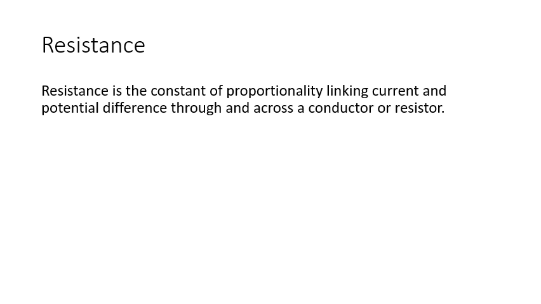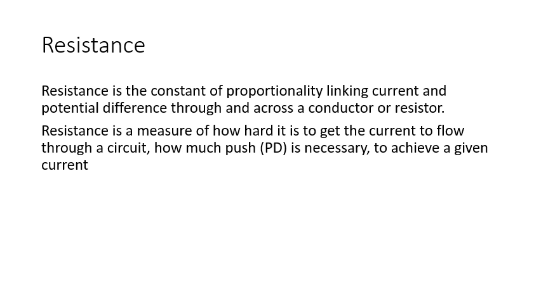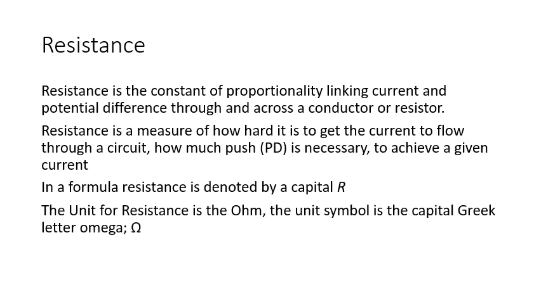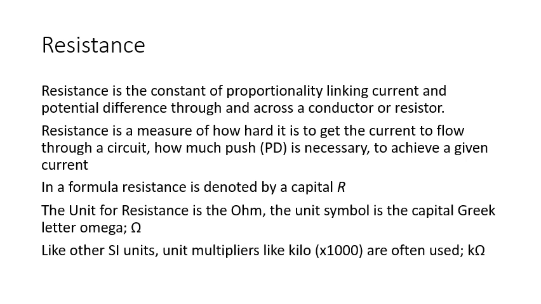Okay, resistance. It's the constant of proportionality linking current and PD. It's a measure of how hard it is to get the current to flow through a circuit, how much push, how much potential difference is necessary. In a formula, it's denoted by a capital R. And the unit for resistance is the ohm, named after George Ohm, who first discovered it. He was a teacher, by the way, when he discovered it, so he was obviously a very fine chap. And the unit is the Greek letter omega, because omega sounds a bit like ohm, so therefore we use the Greek letter omega for its unit.